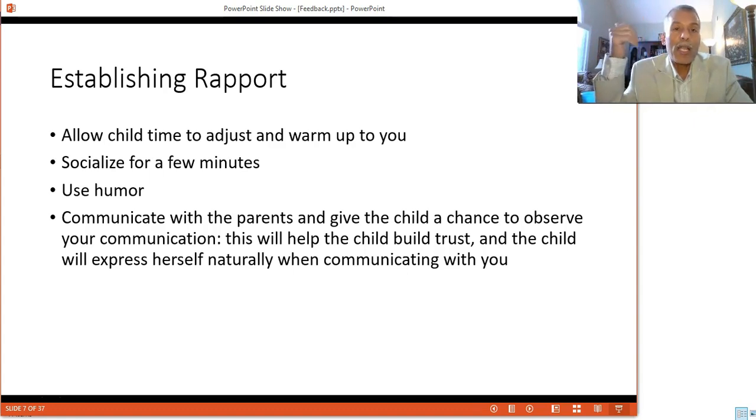If someone is shy, especially when you meet someone for the first time, there's that kind of barrier, and people are restrained and they are inhibited and so on. So all of these have to be taken into consideration.